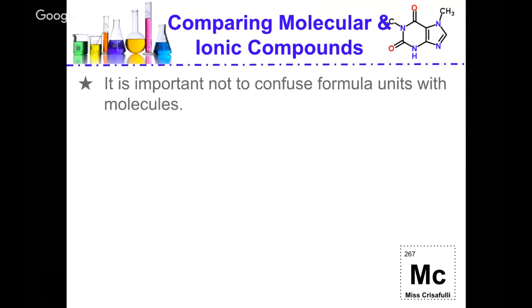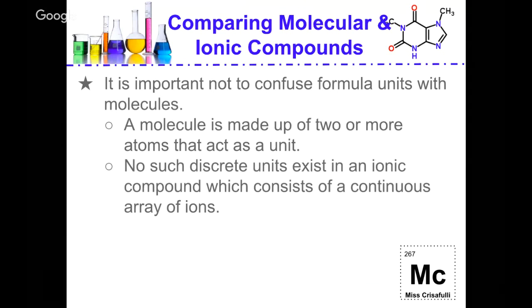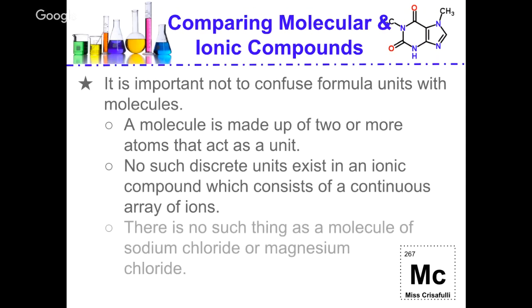It is important not to confuse formula units with molecules. A molecule is made up of 2 or more atoms that act as a unit. No such discrete units exist in an ionic compound, which consists of an array of ions. Remember, in an ionic compound, the crystal is made of repeating patterns. So remember, we'll have cation, then anion, and cation, then anion, and then they make multiple layers, which will then represent the crystal lattice, which is the 3D geometric representation of the crystal. There is no such thing as a molecule of sodium chloride or magnesium chloride because they are ionic compounds and they make crystal lattices.